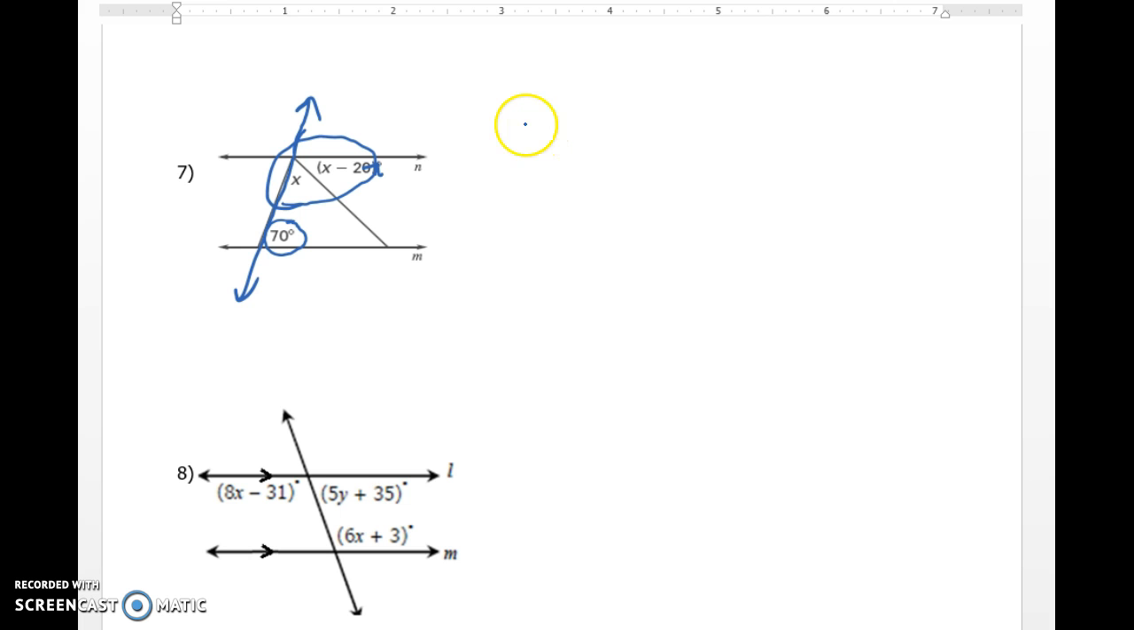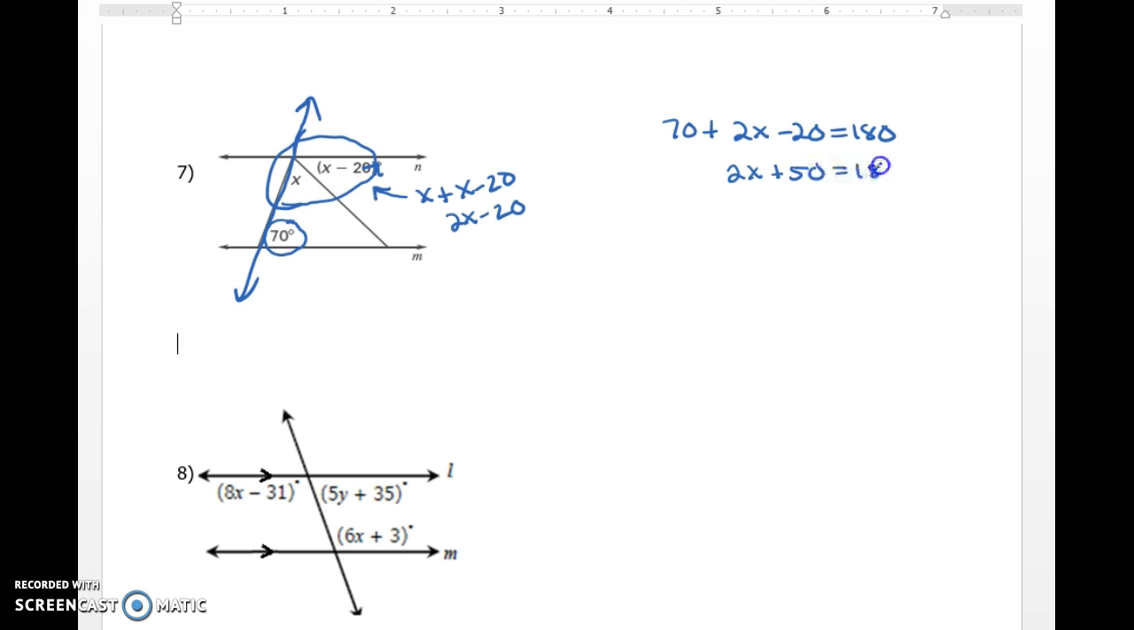So this angle here would be x plus x minus 20, so that simplifies to 2x minus 20. And then we have 70 and 2x minus 20 together would sum up to 180. So 70 plus 2x minus 20 equals 180. And that's true because this full angle here and the 70 degrees would be consecutive interior. So now we have 2x plus 50 equals 180. So 2x is equal to 130 and x equals 65.